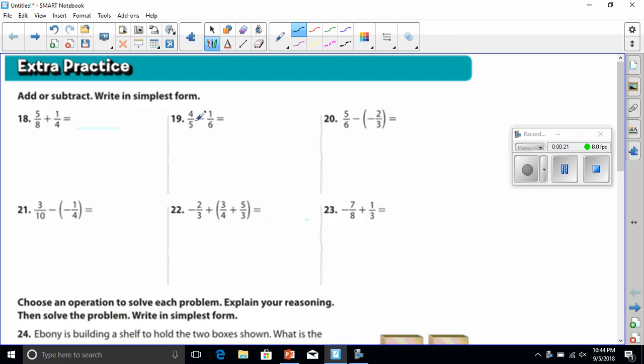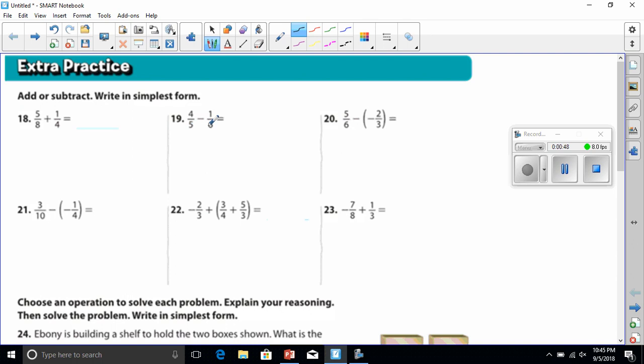We've got 4/5 minus 1/6. We have to find a common denominator of 5 and 6. Well, the bigger number, 6, I could take 6 times 2 to make 12. 5 does not go into that. I could take 6 times 3 and make 18. 5 does not go into that. Take 6 times 4 and make 24. 5 does not go into that. I take 6 times 5, and that makes 30.